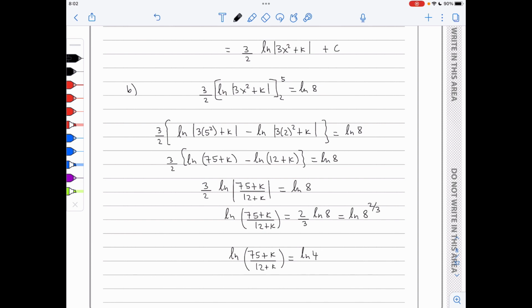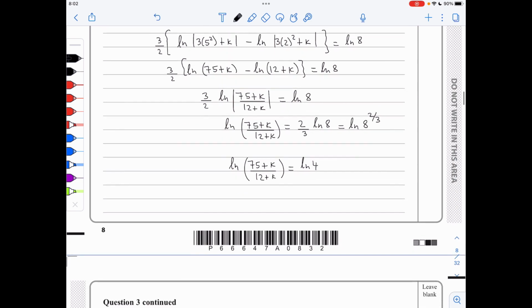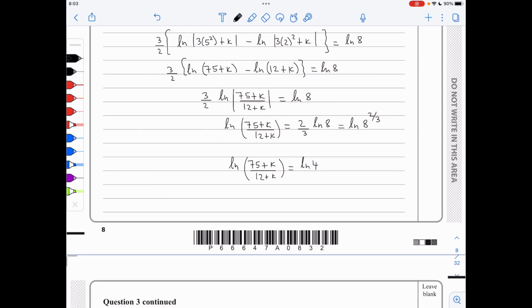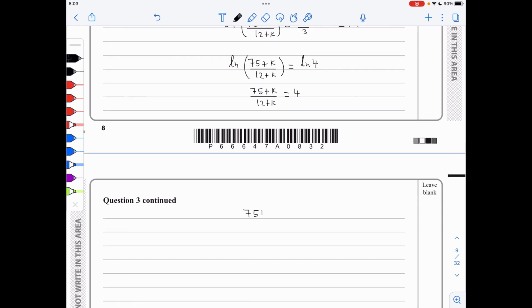Now that I've got exactly one ln on either side of the equal sign, this means I can get rid of the ln's. So 75 plus k over 12 plus k is equal to 4. And I can now cross multiply to get that 75 plus k is equal to 48 plus 4k. And therefore 75 minus 48 is 4k minus k, which leads to 27 is 3k, and therefore k is 9.